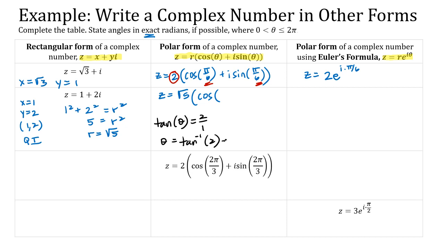When I put that into my calculator and made sure that I was in radians, I got approximately 1.11 radians. Now, before we go any further, let's ask ourselves, is 1.11 radians a first quadrant angle? And the answer is yes.